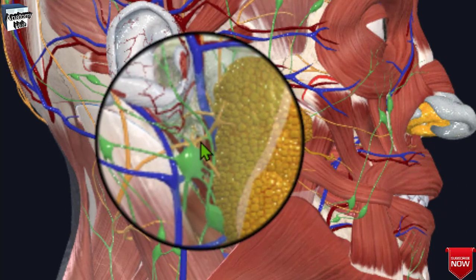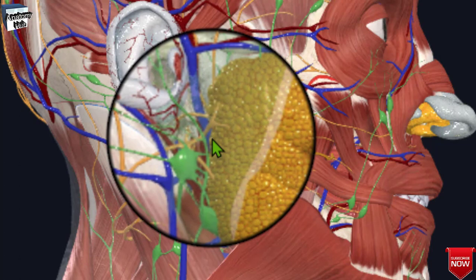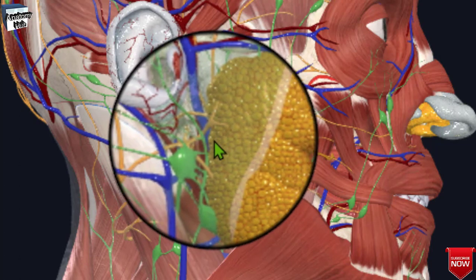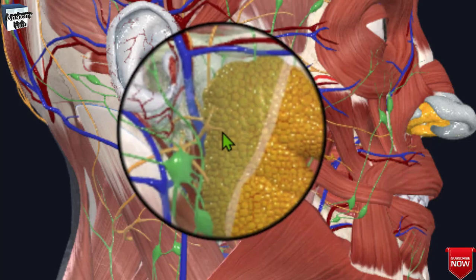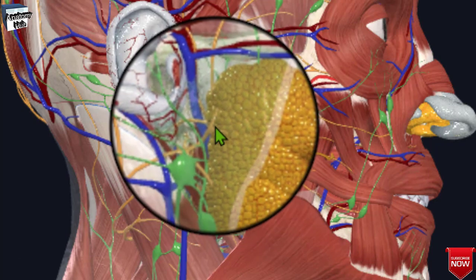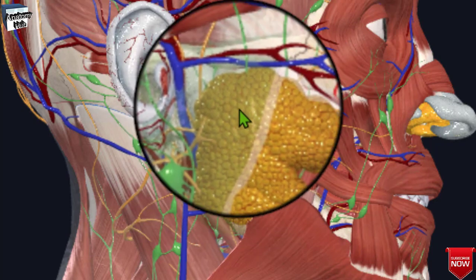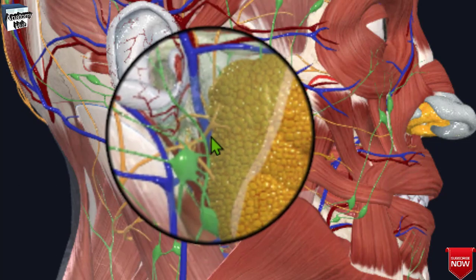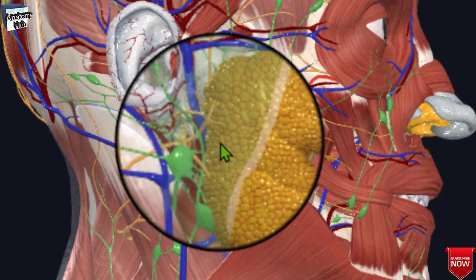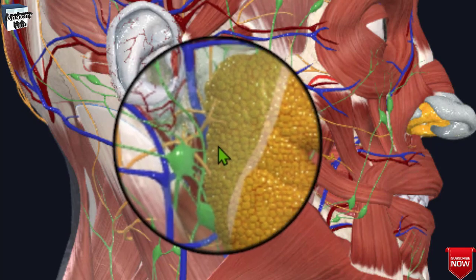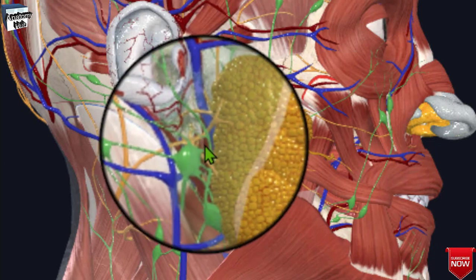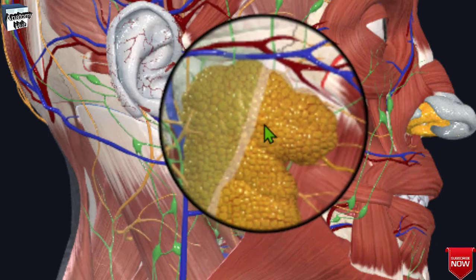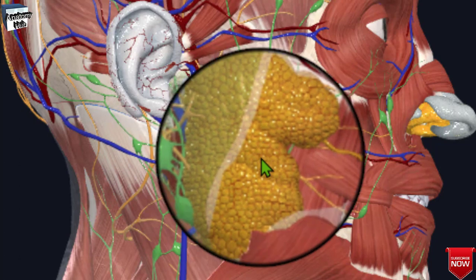Within the substance of the parotid gland, the facial nerve divides into two, the superior and the inferior part. The superior part is otherwise known as the temporofacial division, and the inferior division is known as the cervicofacial division. The part of this gland that is medial to the 7th cranial nerve is the deep lobe, and lateral to that is the superficial lobe.